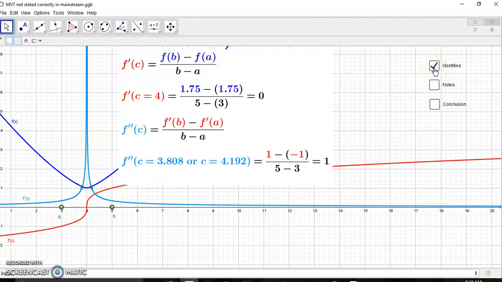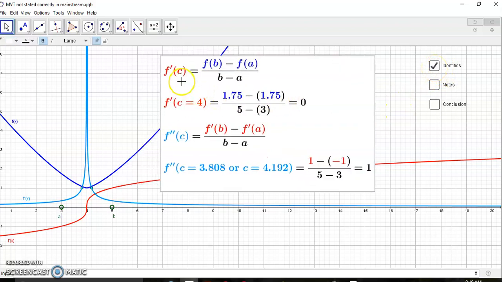Now, the mean value theorem says that f prime of c is equal to f of b, the y-ordinate of b, minus the y-ordinate of a. And we can see that there is a c that gives us, according to the mainstream, that level ordinate, or arithmetic mean as you call it in the vernacular. It turns out to be 0, okay? Because these points are equidistant from x is equal to 4.